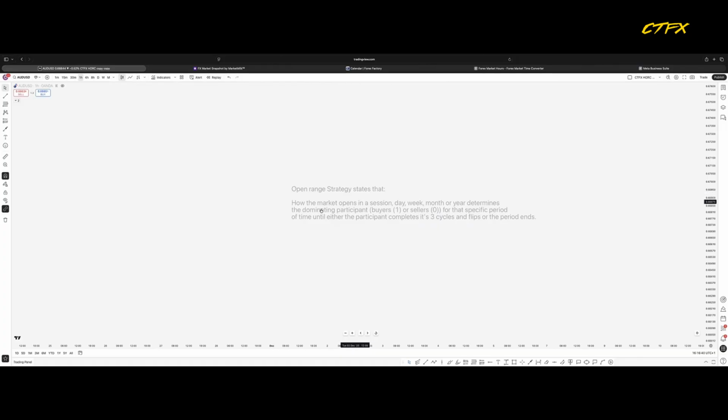Open range states that how the market opens in a session, day, week, month, or year determines the dominating participant, either buyers, which are represented with 1 in algorithmic term, or sellers, which are represented with 0, for that specific period of time until either the participant completes its 3 cycles and flips or the period ends. This is very straightforward. You just need to sit down to understand it, but I'll even take it further.